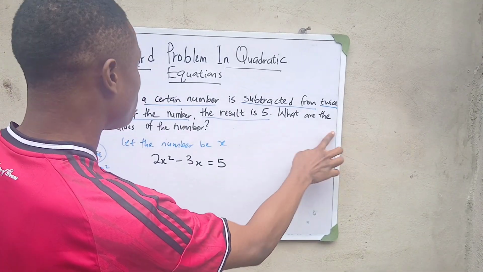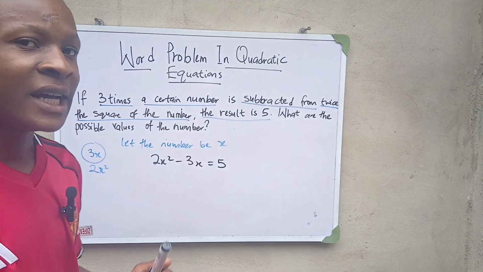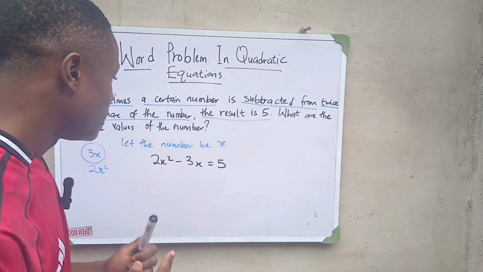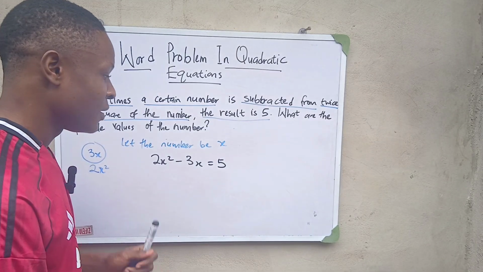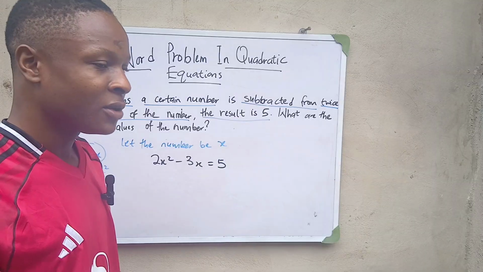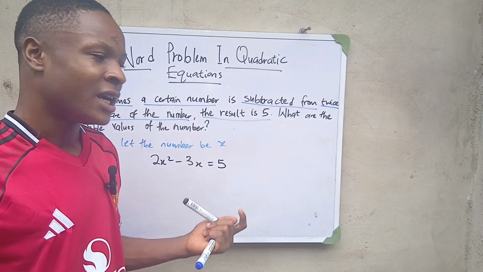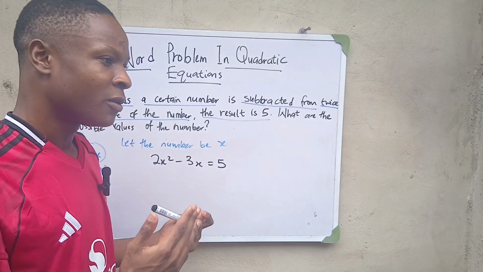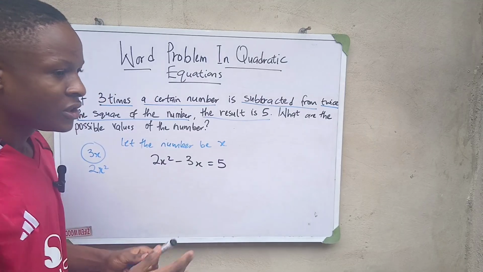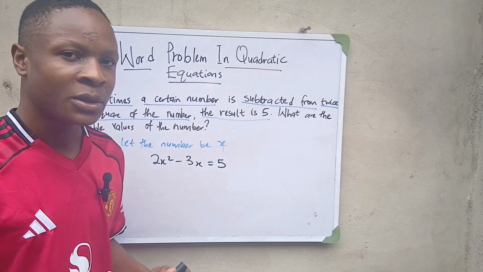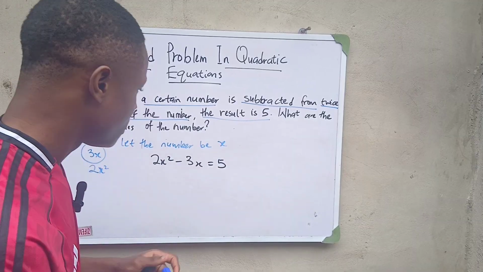So we now have what are the possible values of the number. They are telling us to find the roots of that number. Now that we have gotten the quadratic equation, it's easier for us to solve. We can use any method that we want, the one that will best suit this problem. We can use factorization, completing the square, or the formula method. Let's just use the formula method because it is easier and it can be applied to solving all quadratic equations.